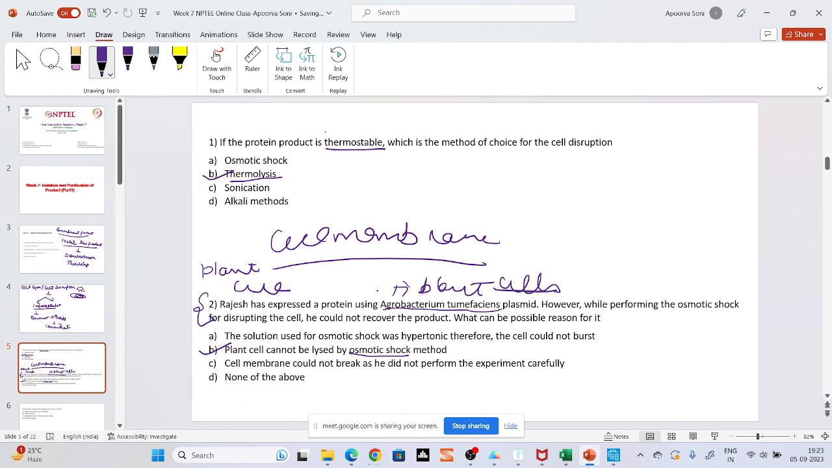Okay, so that means that he is dealing with plant cells, but he is performing the osmotic shock method. But the osmotic shock method does not work well when the cell wall is present. That means plant cells cannot be lysed by osmotic shock. That is the answer. Is it clear to everybody? Agrobacterium tumefaciens is a vector which is mostly used for plant cells. So he is performing osmotic shock methods in plant cells, but plant cells cannot be lysed by the osmotic shock method. That is why he is unable to recover the product.